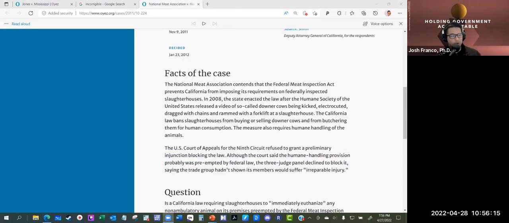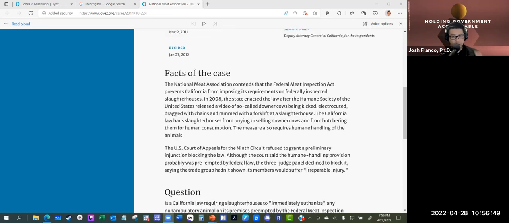So there was a state law passed by the state legislature and signed into law by the state governor, saying that you can't treat any animal inhumanely, and if you have this type of cow, you can't slaughter it for human consumption. And so obviously slaughterhouses are not just affected by state laws, but they're overseen by federal laws, and in this case, the Federal Meat Inspection Act.